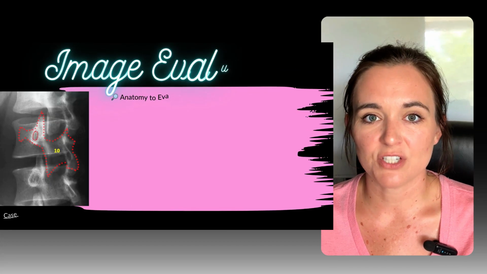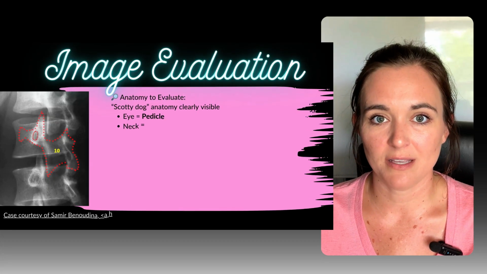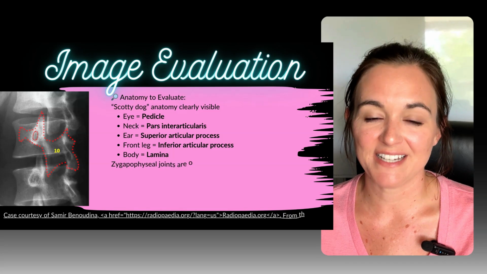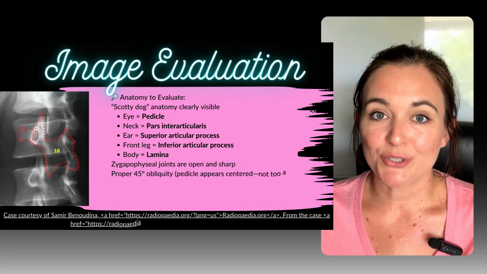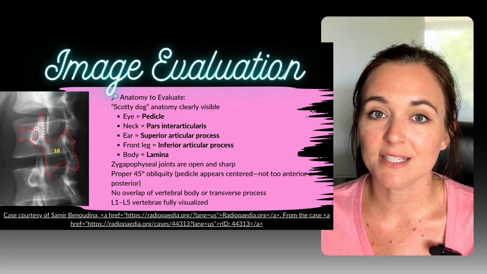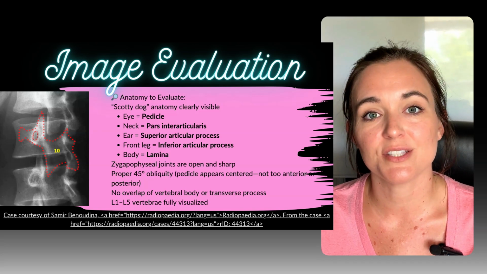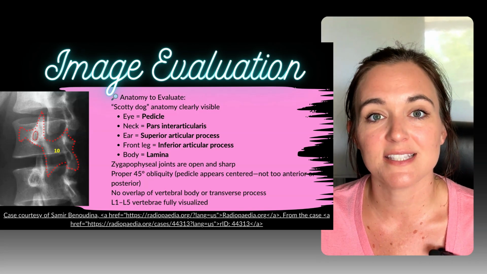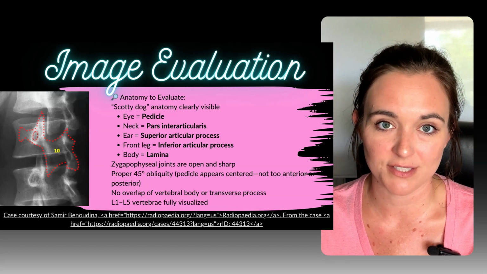Here's the anatomy to visualize in the oblique L-spine. This is where the Scotty dog makes an appearance. Here's how to read the anatomy. The eye is the pedicle, the neck is the pars interarticularis, the body is the lamina, and the ear is the superior articular process. The front leg is the inferior articular process.